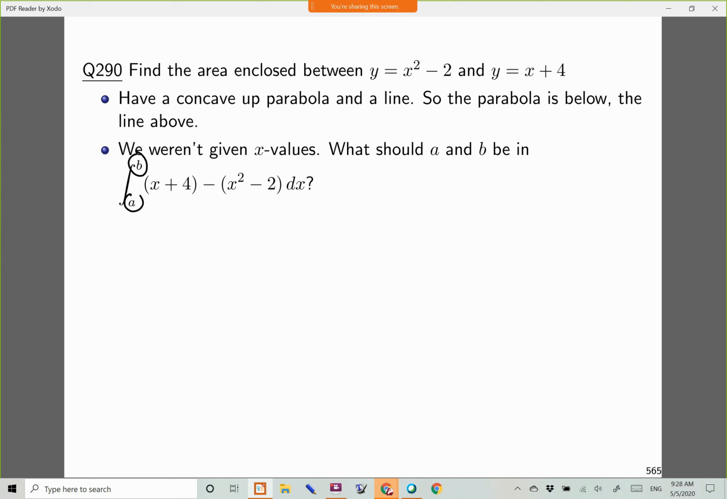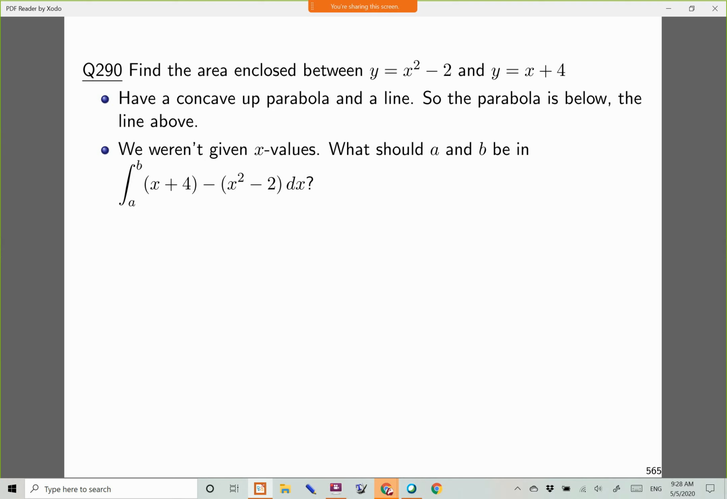So we've already set up most of this integral. The thing above would be the line. So the line x plus 4 is there, and the parabola x squared minus 2 is here after the minus sign, in parentheses. But how do we know what x values?